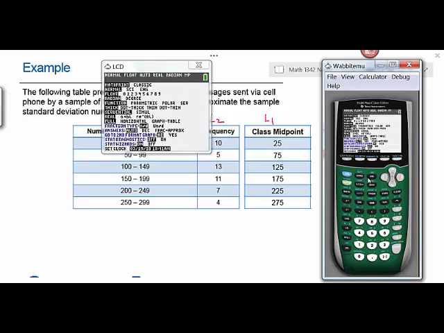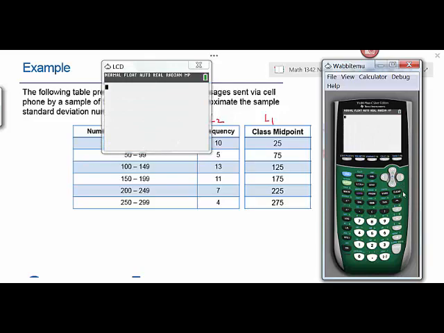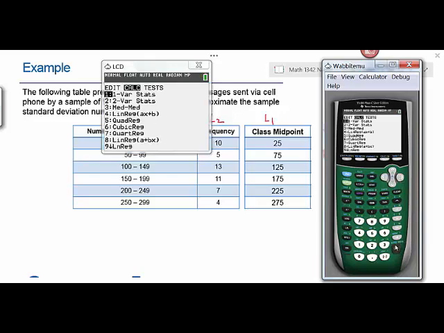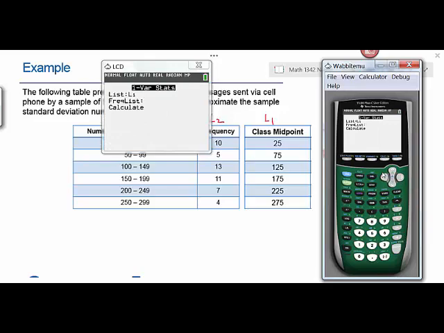Let's go back to our home screen now. Oops, I didn't hit second quit, I just hit mode. If you do that accidentally, just hit clear and it takes you back to your home screen. Now we need to find the one variable stat, so we hit stat, go over to calculate, and then enter. My list for my data is list 1, that's what I wanted, but now I have weighted or group data. I have frequencies here. My frequency list is going to be list 2, so I hit second 2 and then scroll down to calculate.